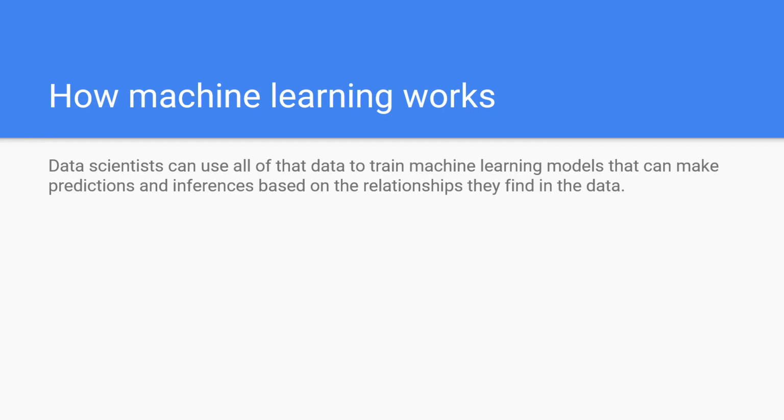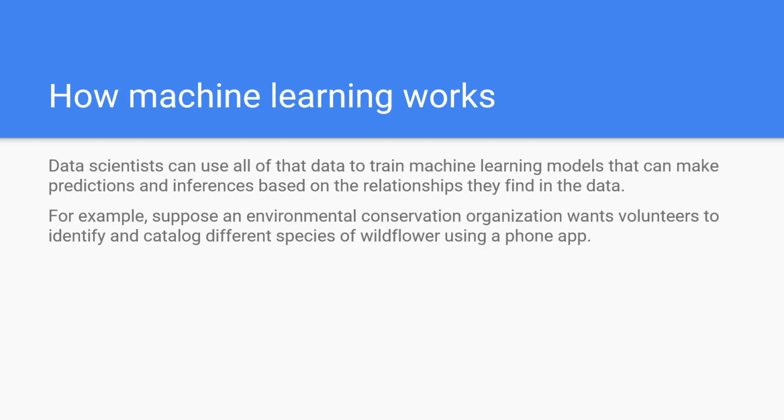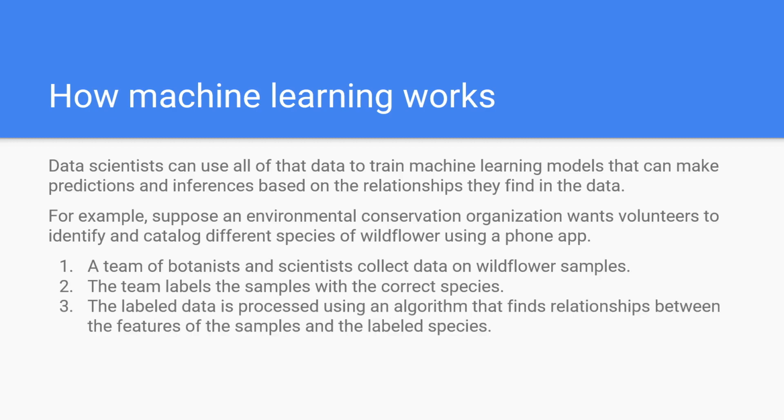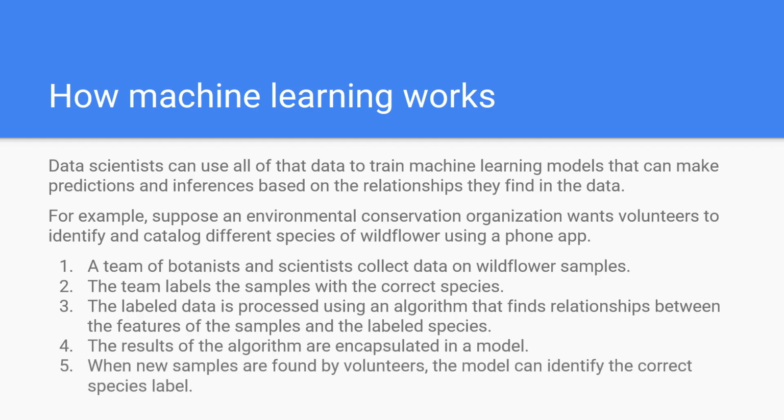So data scientists can use all of that data to train machine learning models that can make predictions and inferences based on the relationships they find in the data. For example, suppose an environmental conservation organization wants volunteers to identify and catalog different species of wildflower using a phone app. First, a team of botanists and scientists collect data on wildflower samples. Second, the team labels the samples with the correct species. The labeled data is processed using an algorithm that finds relationships between the features of the samples and the labeled species. The results of the algorithm are encapsulated in a model. When a new sample is found by volunteers, the model can identify the correct species label.